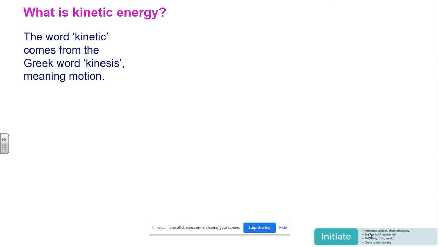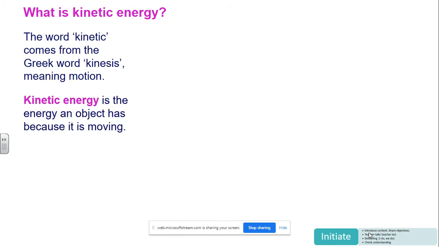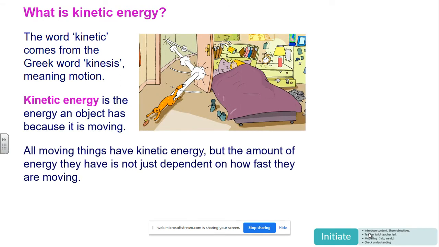Now, moving on. What is kinetic energy? The word kinetic comes from the Greek word kinesis. Have you ever heard of telekinesis? Like controlling things with your mind? Can't do it. But kinesis means to move, means motion, and so on. Anything moving will have kinetic energy. And obviously, the faster something goes, the more kinetic energy it has.